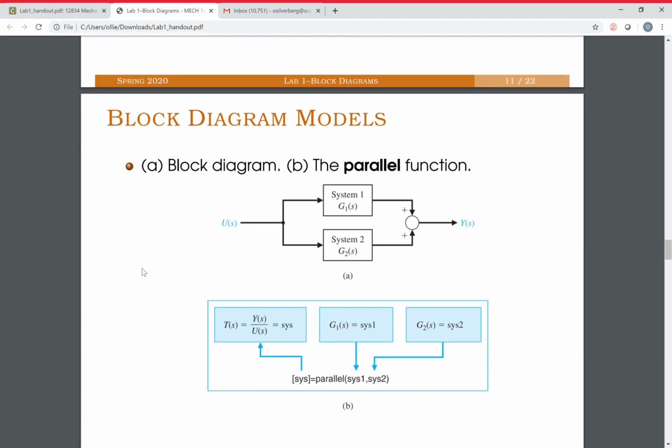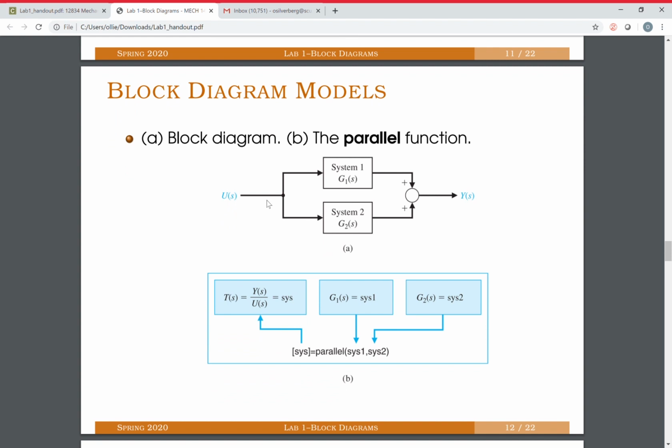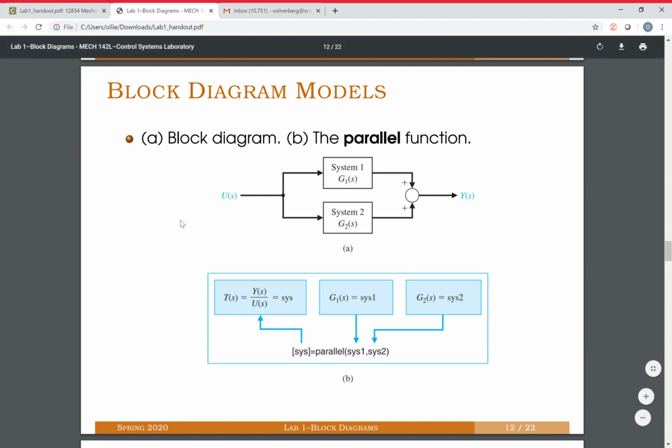Okay, moving on to parallel systems. So this is different, right? Because we have U of s feeding into these two different systems, and then they're being added together to give Y of s. And in MATLAB, you just make the equivalent system by using the parallel function. And you can think about this as U of s times system 1 plus U of s times system 2 gives you Y of s.